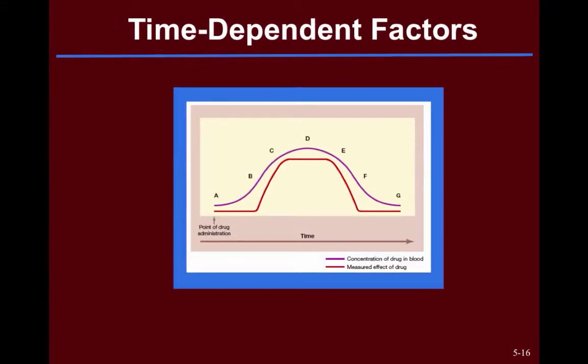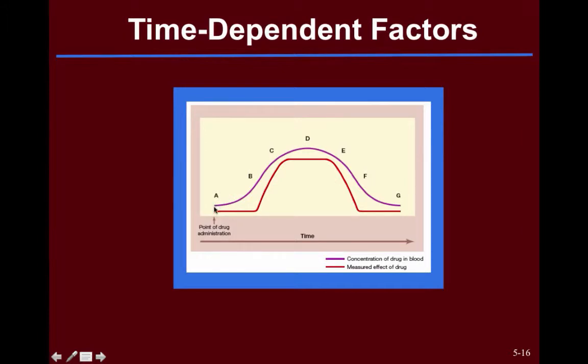So here is an example of how those time-dependent factors will work. If we start at the left on this chart and move to the right, we see time going by. In the purple, we see the actual concentration of the drug in the blood. So it starts down here at its lowest, and then as the drug gets metabolized, the concentration increases in the blood all the way up to its peak up here at D, and then it starts to drop off again and is eliminated at a certain point from the body.